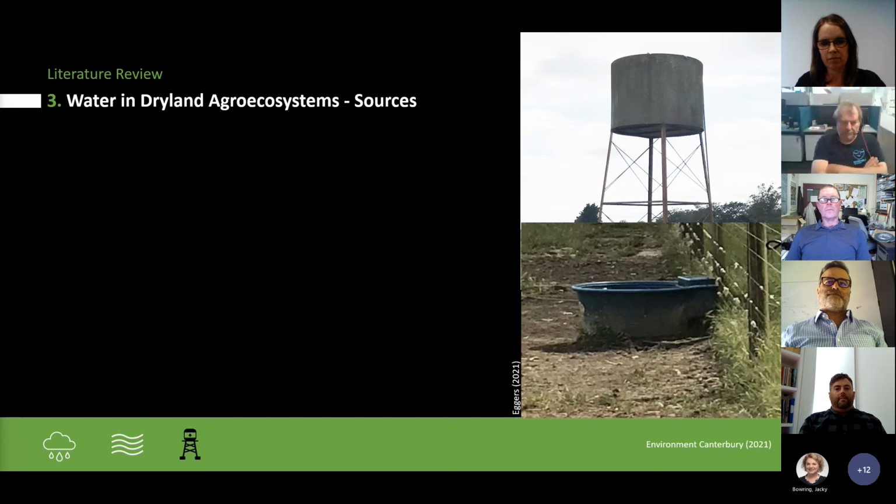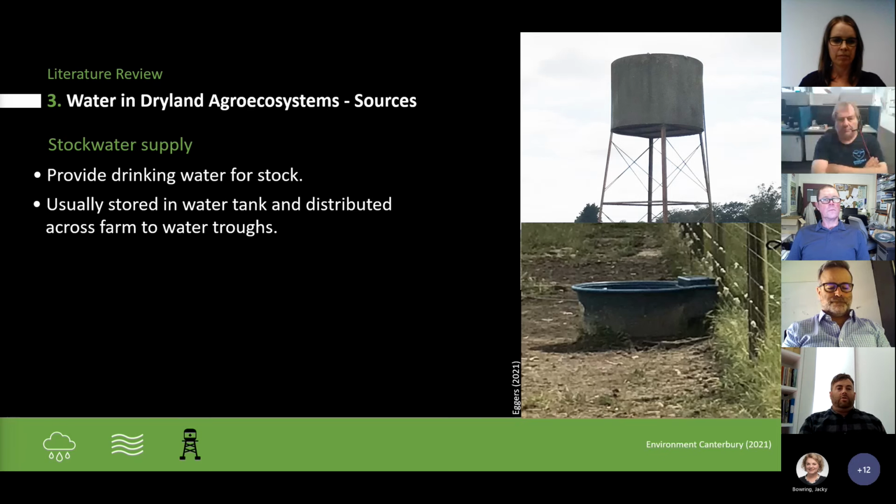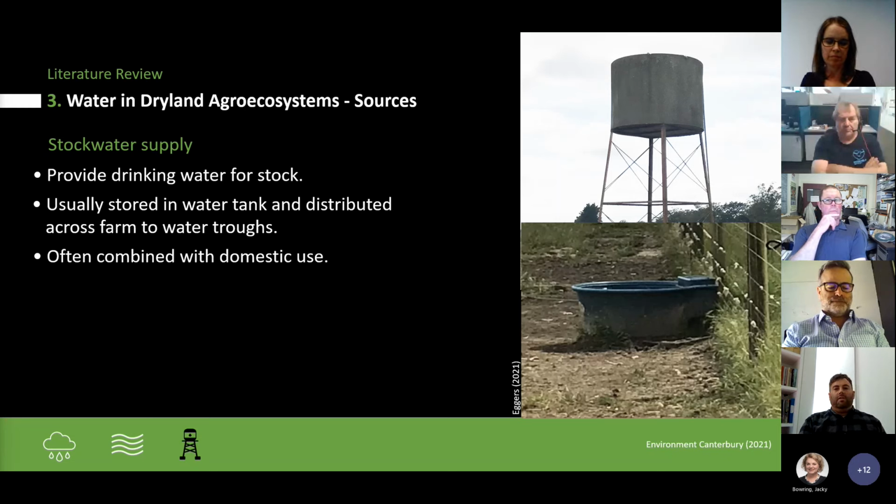And the final source is stock water supply. That provides a source of water for stock that's pumped from a bore, usually stored in a tank, and then distributed across the farm to water troughs. And this can also be combined with domestic use.